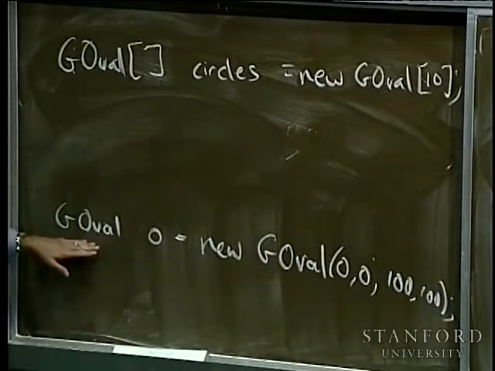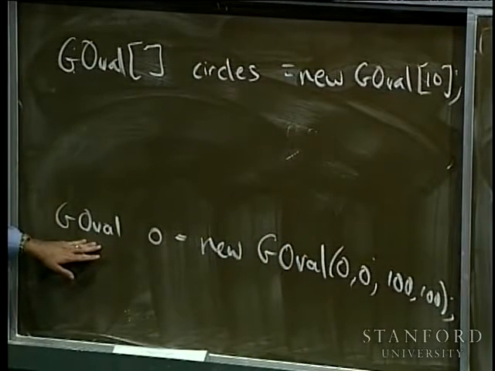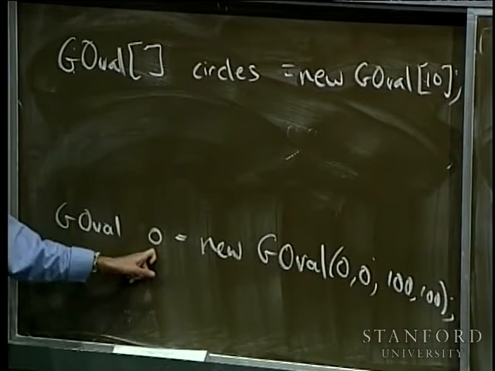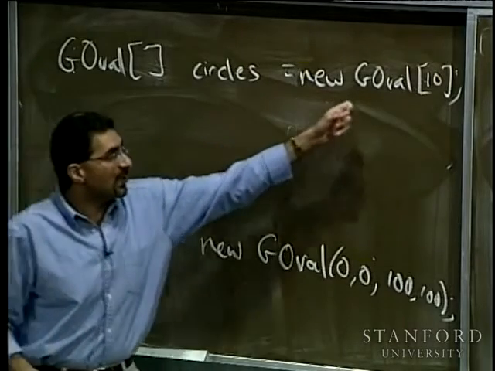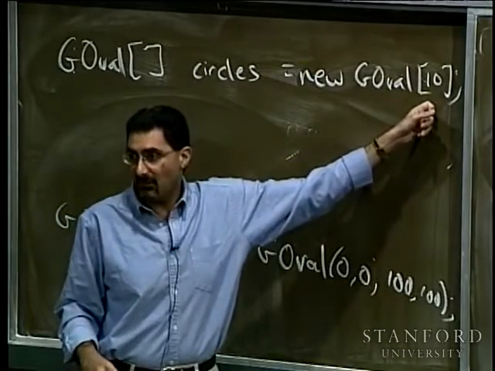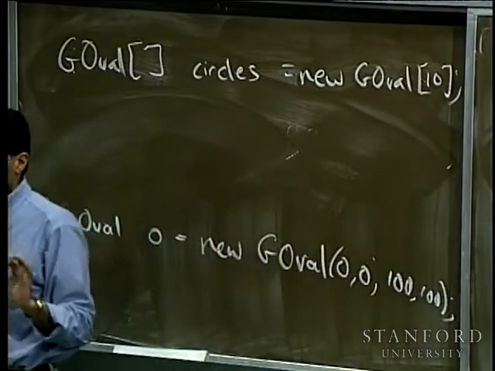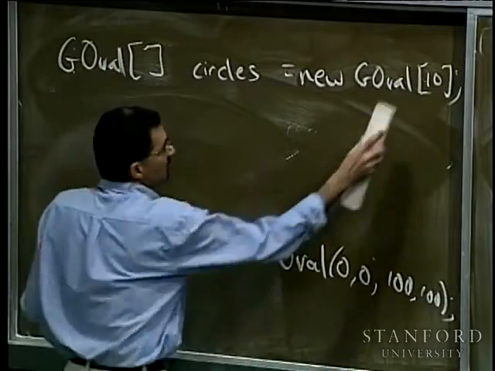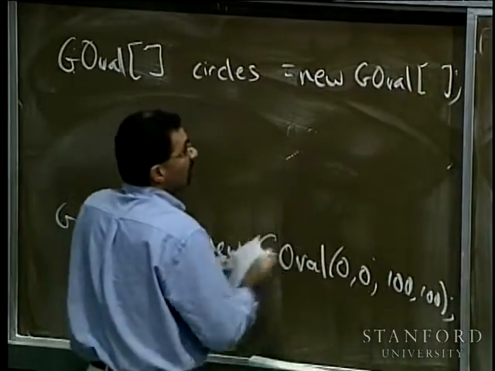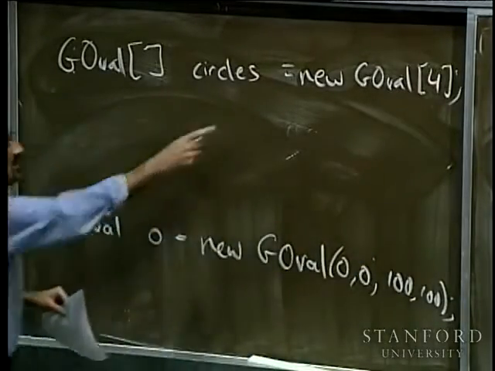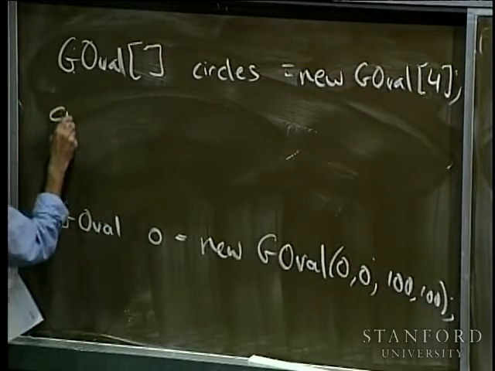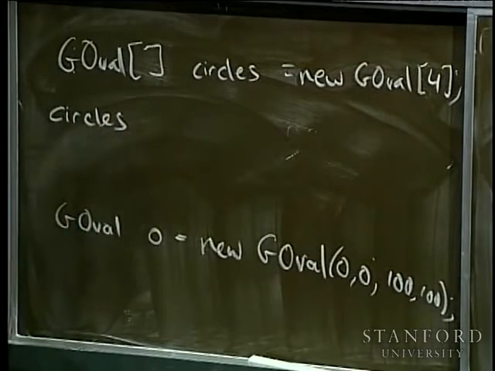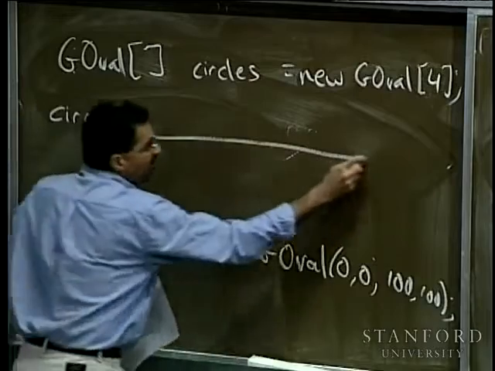What this is doing is creating one object of type GOval and assigning it to the value O. What this is doing is creating space for 10 GOvals, none of which have been created yet. Okay? So what does that actually mean? Let me make this a little bit smaller so I don't have to draw 10 boxes. I'm going to make this 4. Okay? But same effect. When I do this declaration, what I now have is this thing called circles, which is an array. It's an array that's got 4 cells in it.